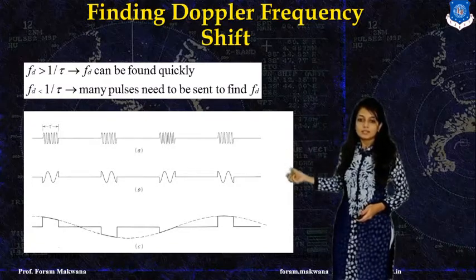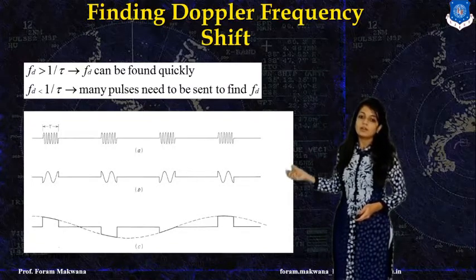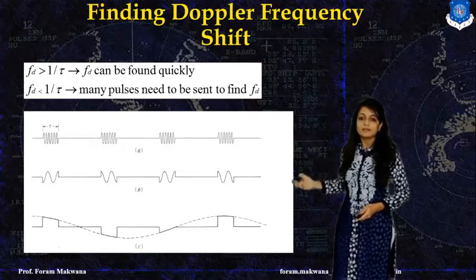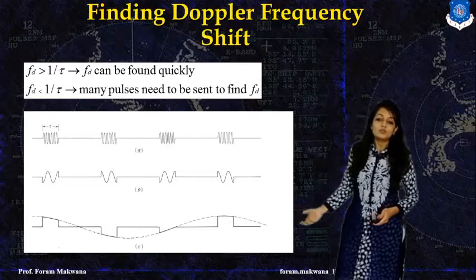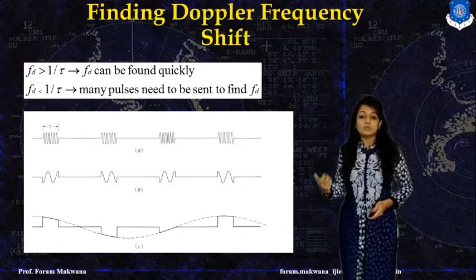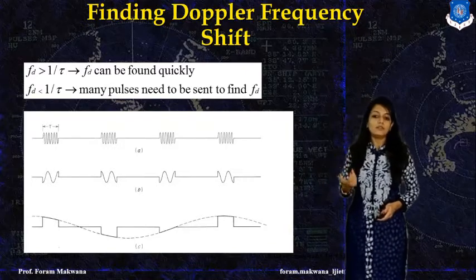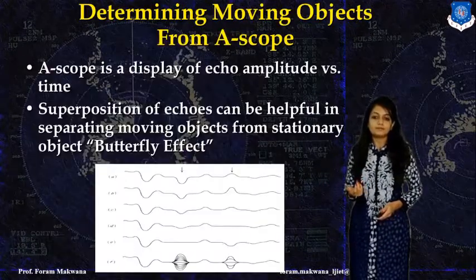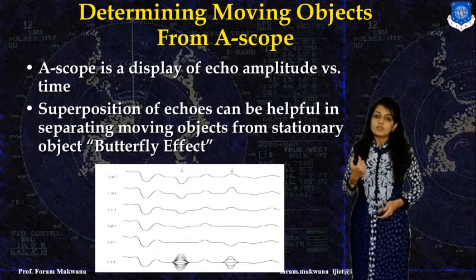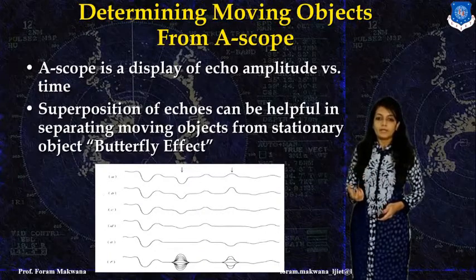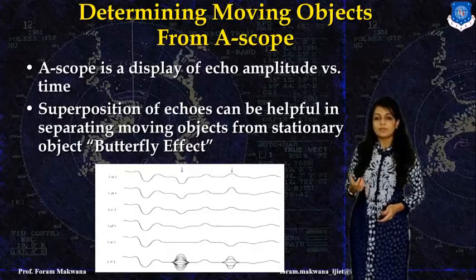Secondly, this is the echo signal which is reflected from the target. And third, we are able to find that the target is moving towards the radar or moving away from the radar. Alright. So how are we going to determine the moving objects from the A scope?